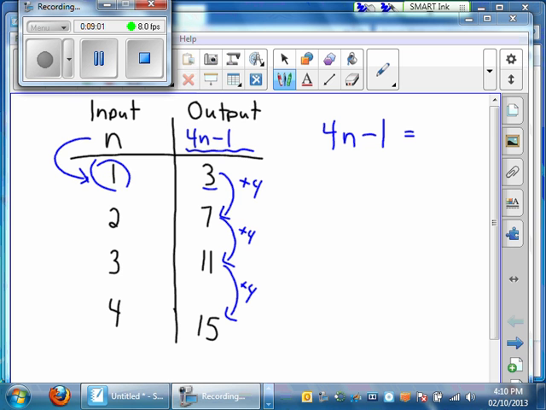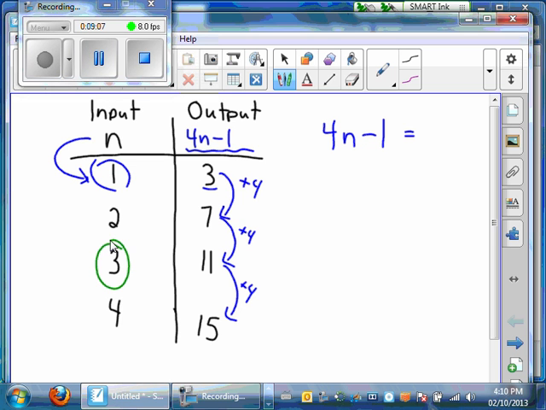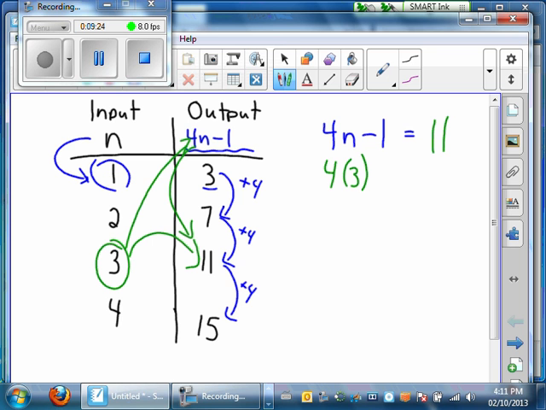Okay, let's take another number here. Let's take the number 3. Okay, and we're going to say, you know what? We're going to input this number 3 into our algebraic expression and see if our output is in fact 11. So what we're hoping to say is that when we take 4 and we multiply it by 3 and we subtract 1, it's going to give us an answer of 11. All right, well, 4 times 3 is 12, and 12 minus 1 is clearly 11, so this checks out. So it doesn't matter which input we put in to our algebraic expression, it's always going to work.